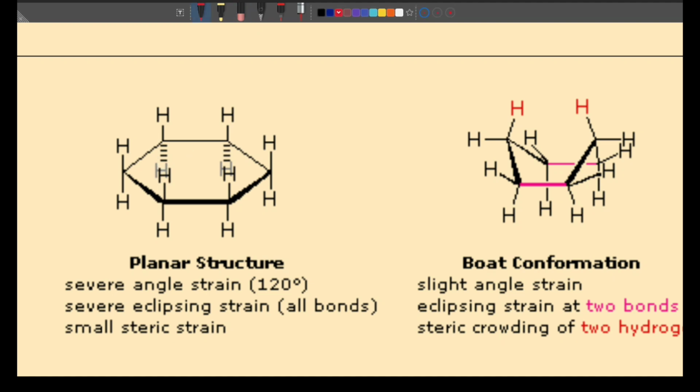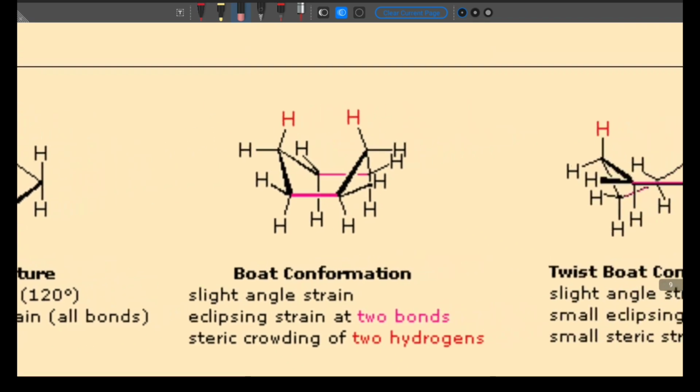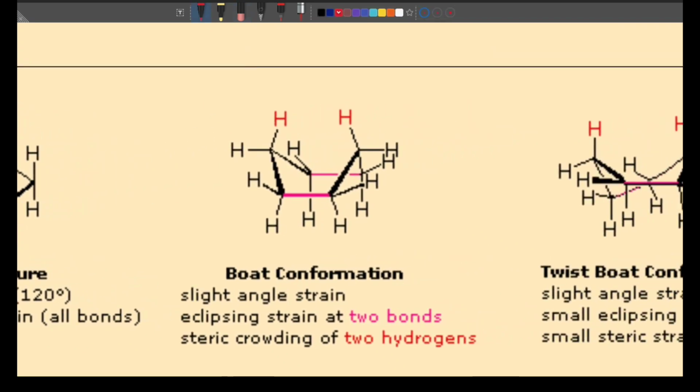Then how do we understand the structure? Angle strain is there, eclipse strain is there, and small steric strain is there. Because of this strain, we cannot fully utilize the planar structure. So that's why they came up with the boat structure, so that each and every hatch will not eclipse with one another. But as you can see, even though it is not eclipsing, this angle strain is there.